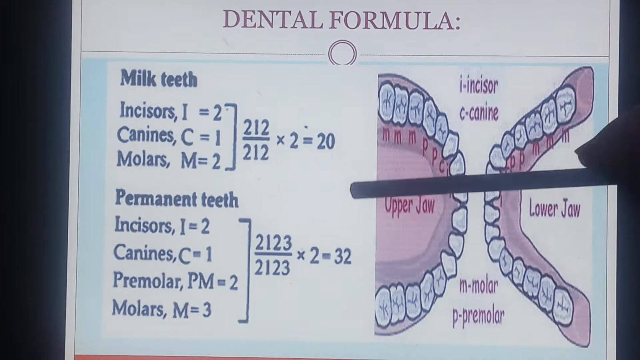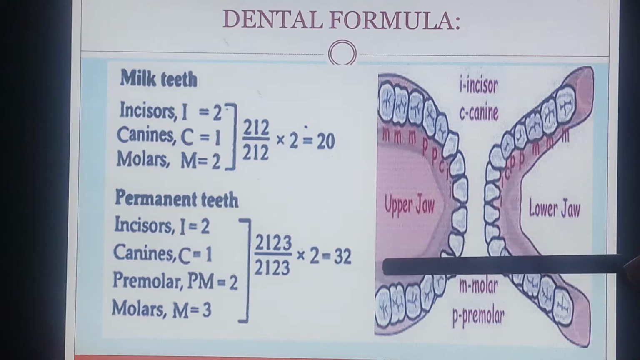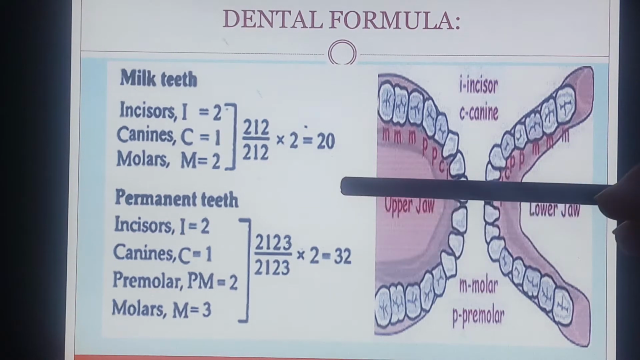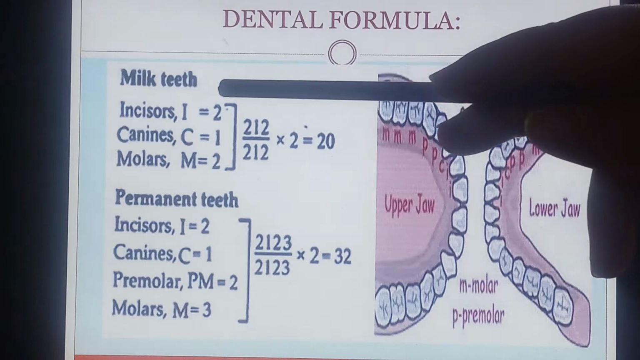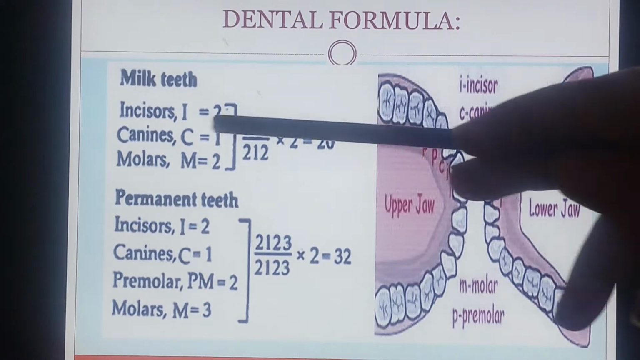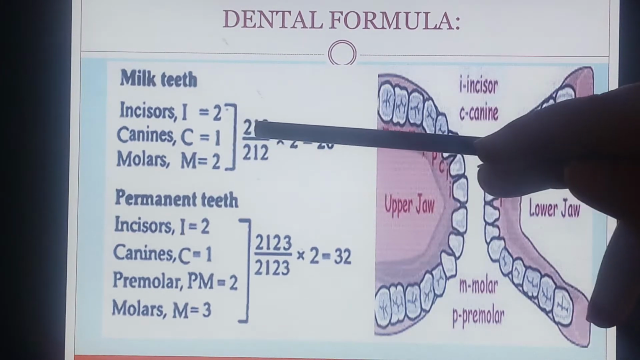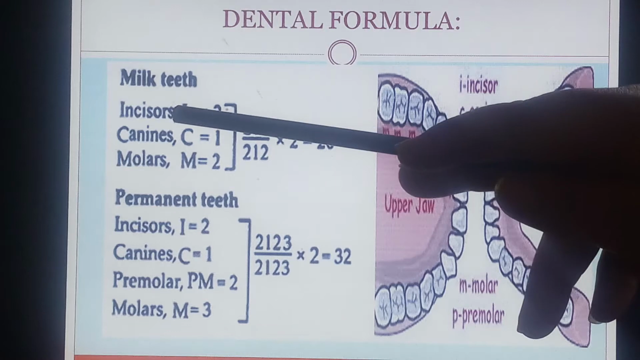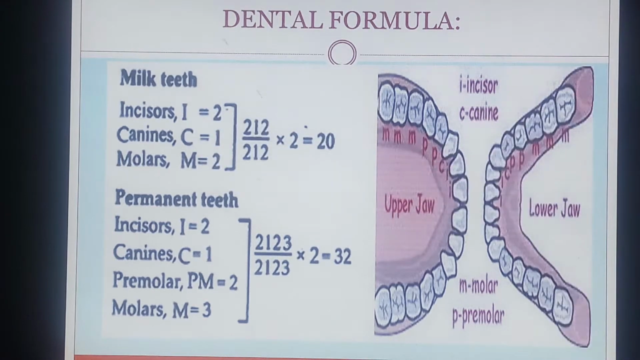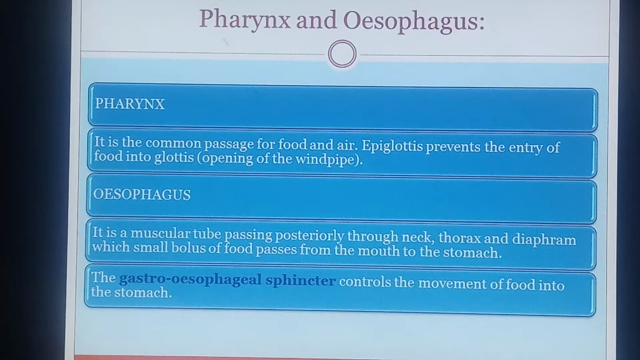As this is for the 1/2 only, we multiply it with 2, and finally the number will be 32 in case of the permanent teeth. If we talk about the milk teeth, there are no premolars and the molars are only 2 in number. So the dental formula is 2 1 2. That means 2 incisors, 1 canine, and 2 molars, which will later be replaced by the permanent teeth in adults.